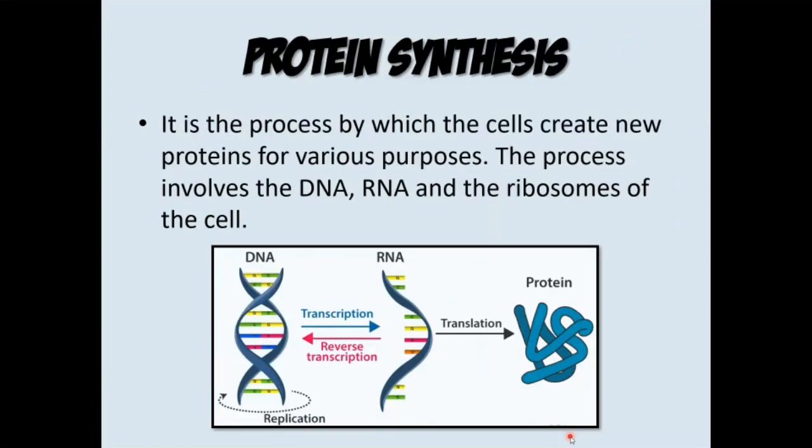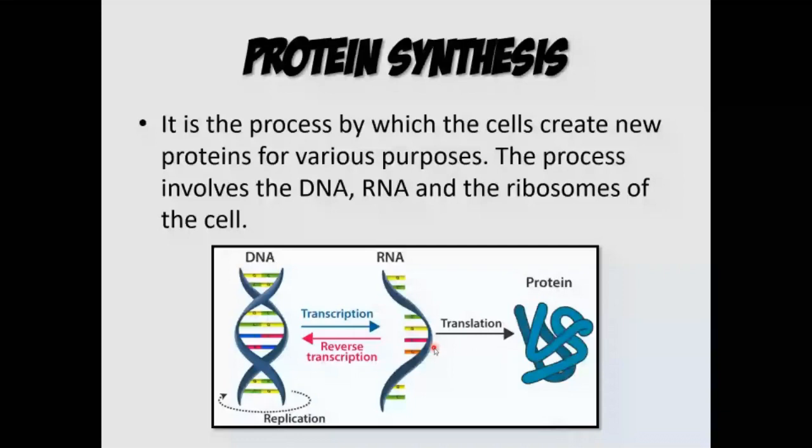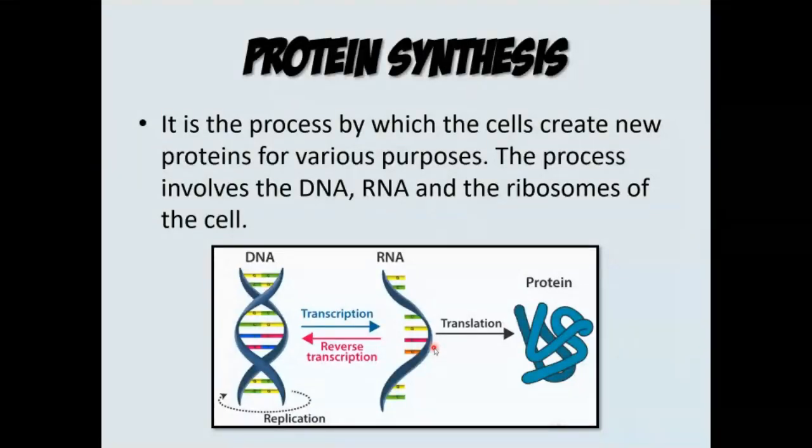And then sa protein synthesis, it is the process by which the cells create new proteins for various purposes. The process involves the DNA, RNA, and the ribosome, or in some other textbooks, instead of ribosome ang ginagamit natin, protein, sa isang cell, or palitan natin yung ribosome into a protein. So we will learn how the DNA is used as a template for protein and how the genetic information. So, nakikita nyo dito is yung process ng central dogma ng DNA. From DNA, nag-downgrade into RNA, and then it will translate into a protein.